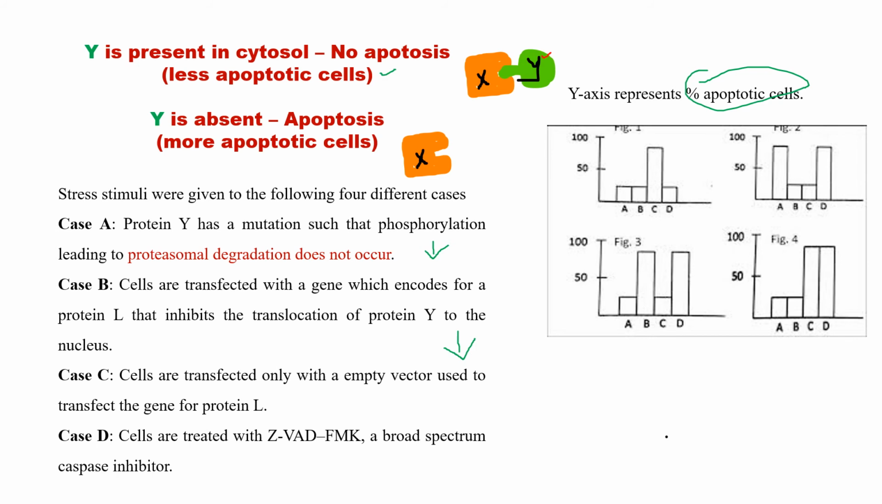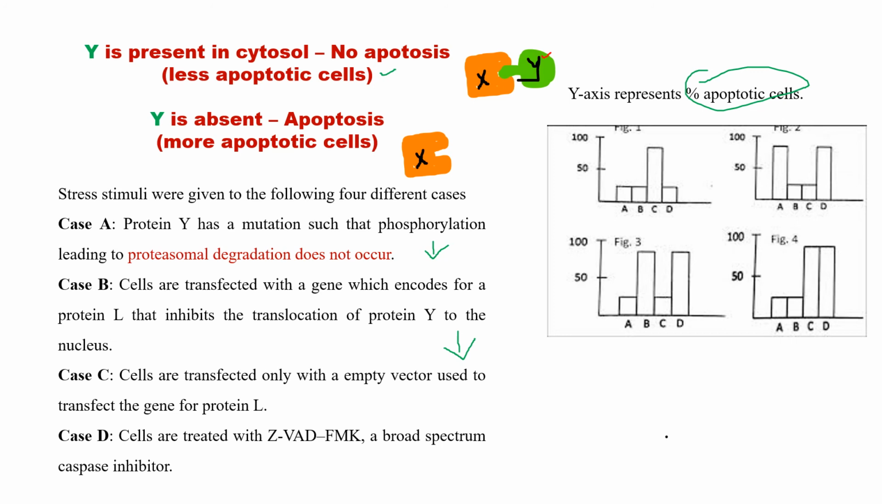Next, case C. Cells are transfected only with an empty vector used to transfect the gene for protein L. We are not clear about this case. This empty vector may or may not kill the cell. But we are not that sure about this case. So just leave that. Come to case D.